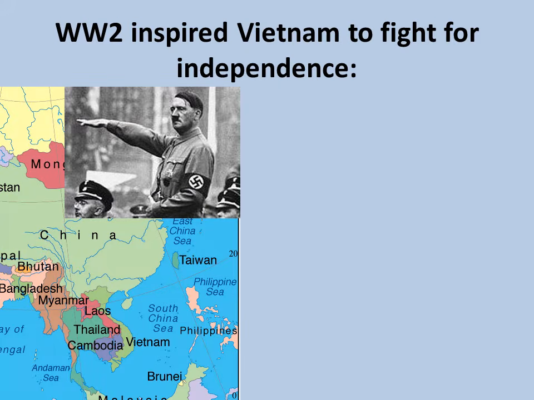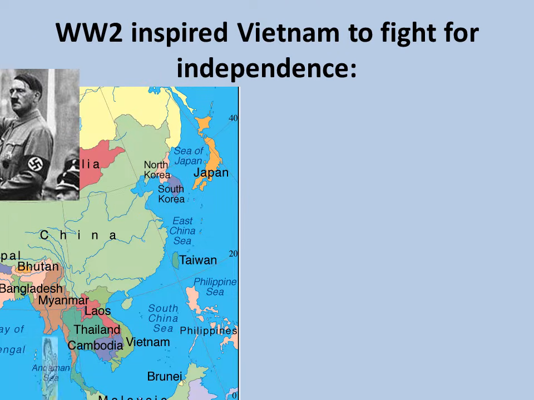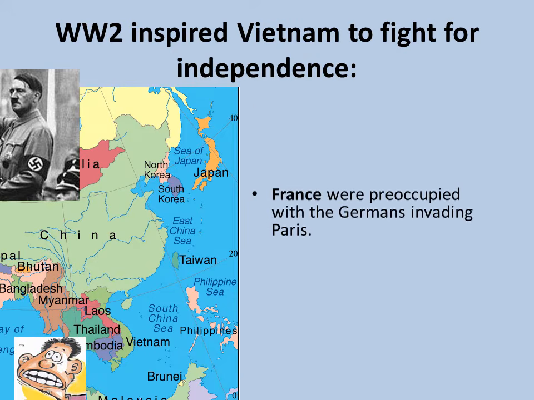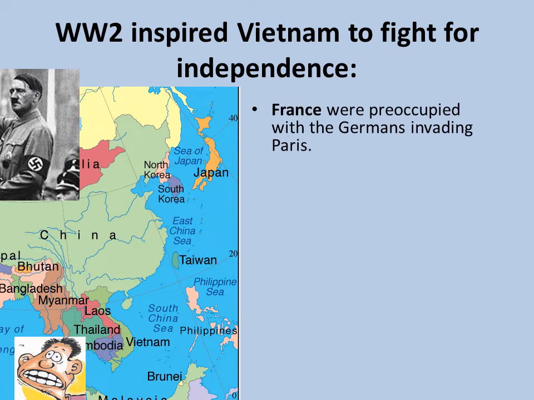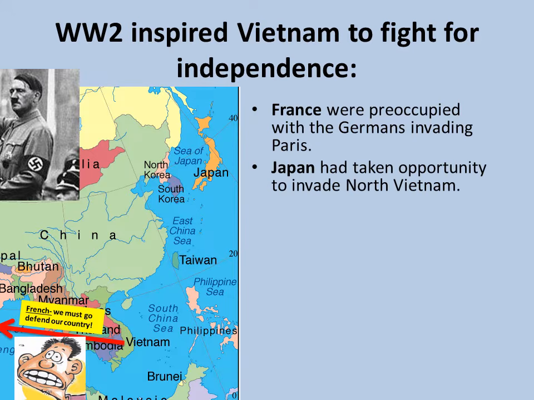However, World War II happened, and this inspired Vietnam to fight for its independence. Of course, Hitler was in Europe, and the French, being allies, couldn't just let this go. They started to panic. They therefore had to go and find out what was happening in their own country, so they largely left Indochina. Of course, this left Vietnam and those surrounding countries very vulnerable and open to attack, and this came in the form of Japan. Japan had taken the opportunity to invade North Vietnam.